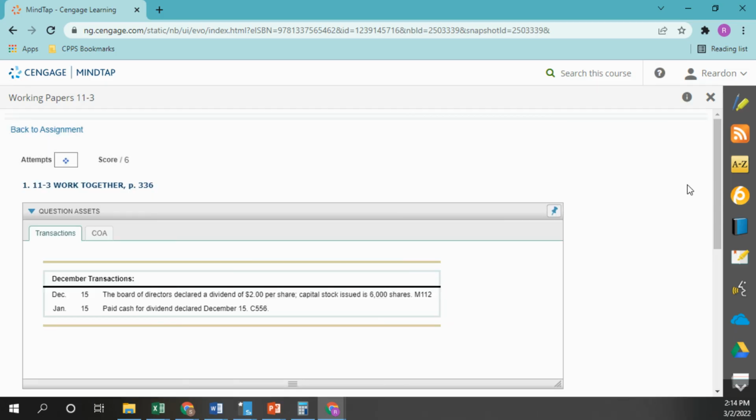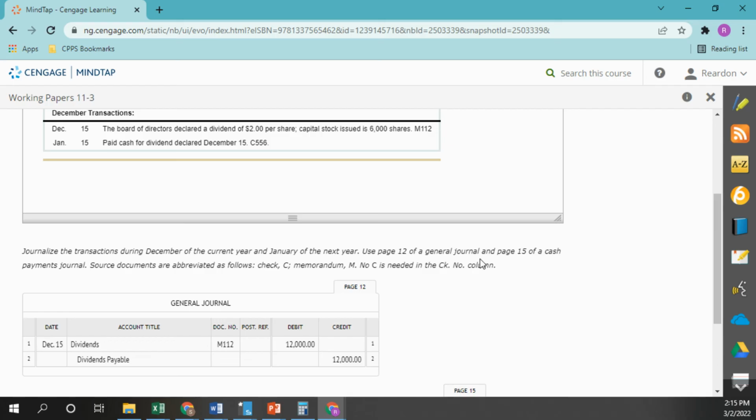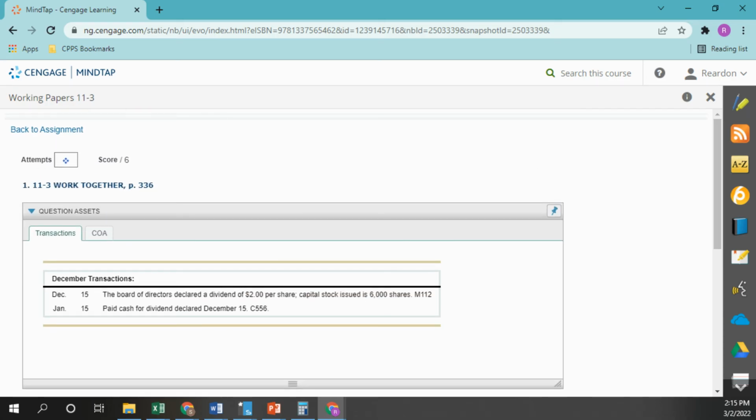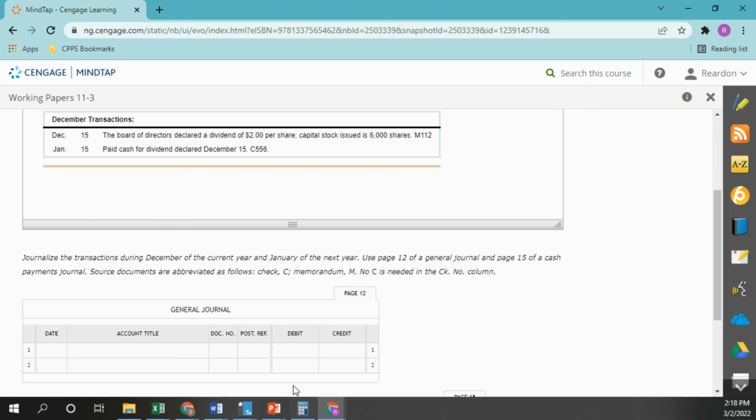And let's see here. That looks like this. The board of directors declared a dividend of $2 per share on December 15th. Well, that was a little embarrassing because I didn't get my assignment reset. But anyway, here we go. December transactions. I'm going to journalize on December 15th. I've got a dividend of $2 per share. Capital stock issued is 6,000 shares.